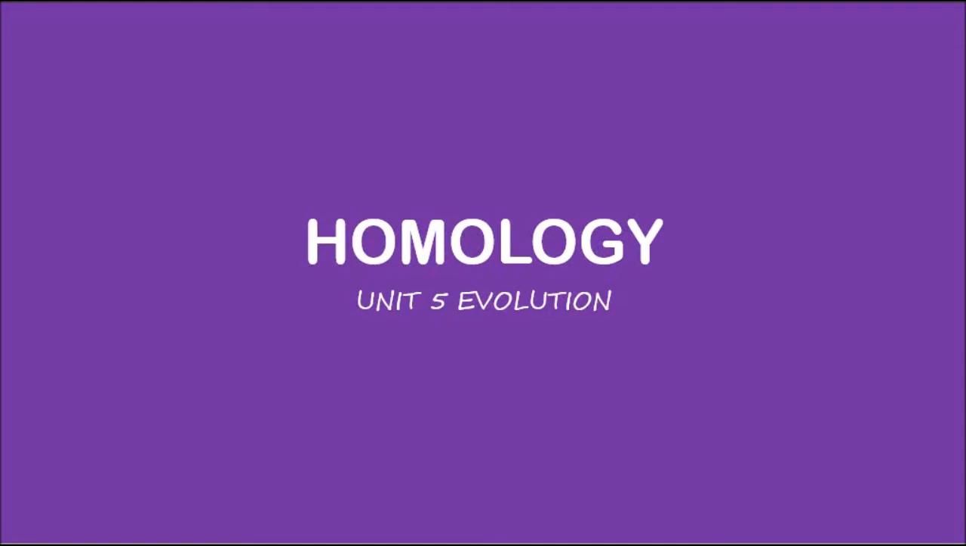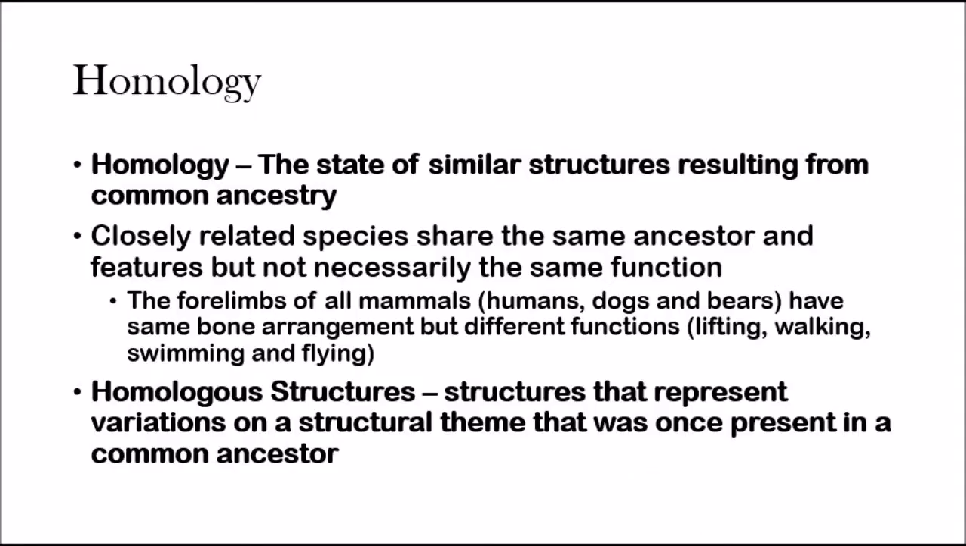Today we're going to be talking about homology. Now, what is homology? Homology is the state of similar structures resulting from common ancestry. So it's basically when closely related species share the same common ancestor and share the same features, but not necessarily the same function. Let me give you an example of that so you can understand.